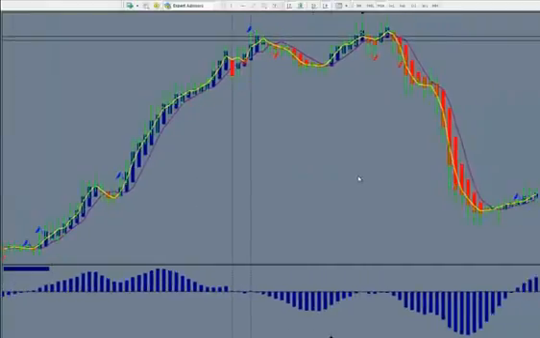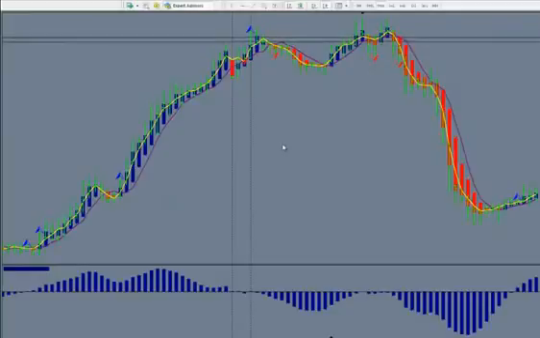So you can see that's basically what swing trading is, and so it's usually going to be 2 or 3 days, 1 to 2 or 3 days, but it can go up to as high as a month.